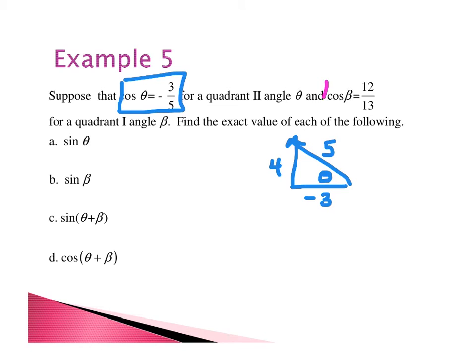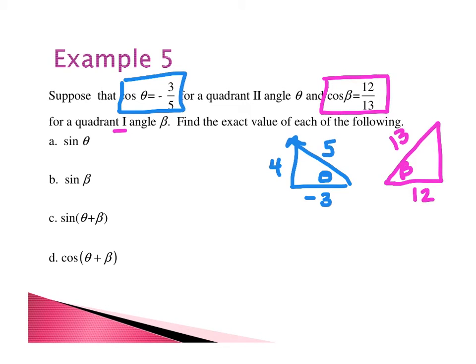Then you want to set up your second triangle based on beta, which is in the first quadrant. So this time I'm going to the right and I'm going up. And I'm going to put beta there. Cosine is again adjacent, which is 12, over hypotenuse, which is 13, and you're missing the 5. So these were both triples. If they're not triples, you just got to work out to find out whatever the missing side is. Just pay attention to the positive and negative signs.